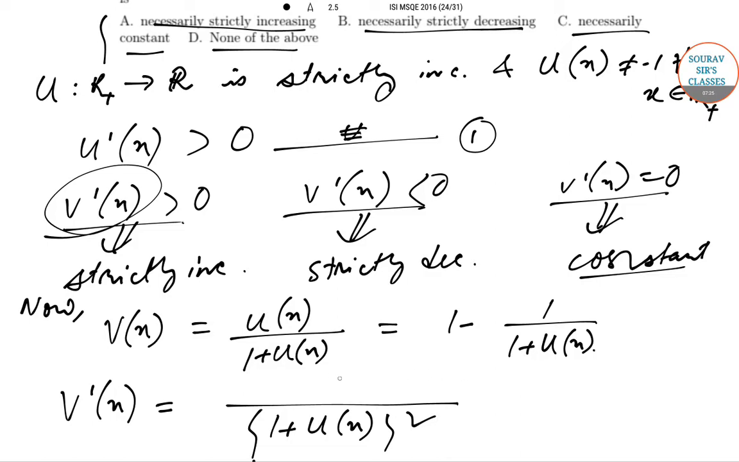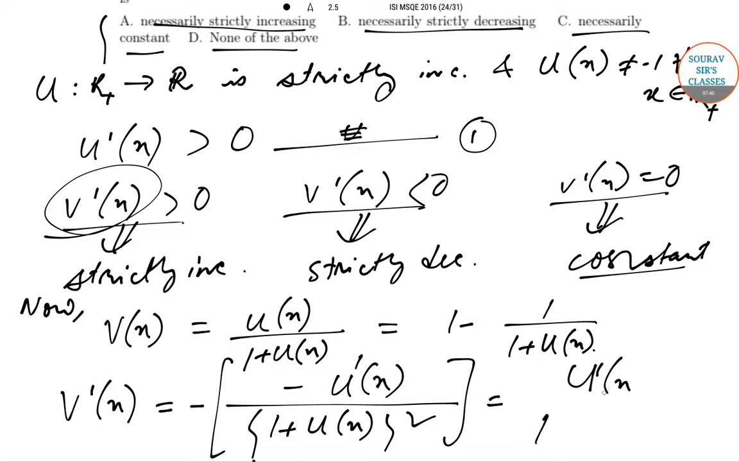into minus of u of x, u dash x, and there is a minus outside. So this is equal to u dash x upon 1 plus u of x whole square.